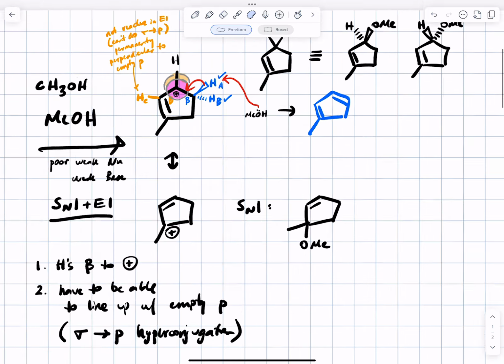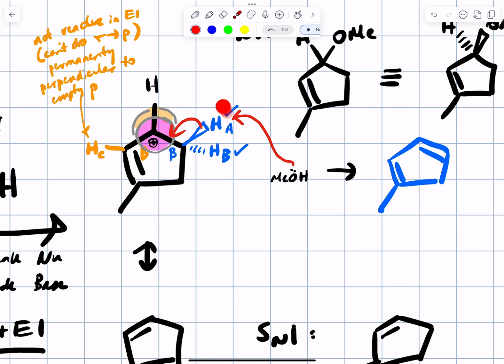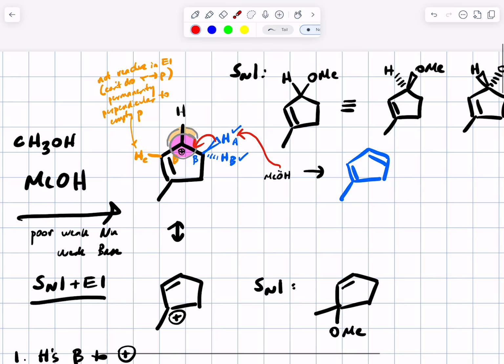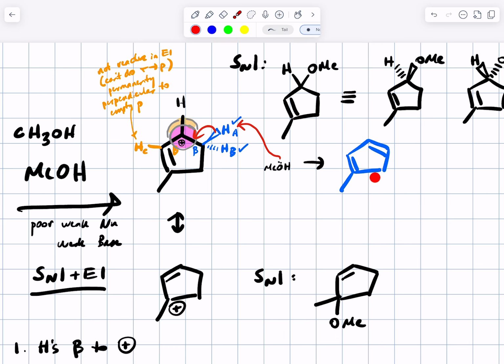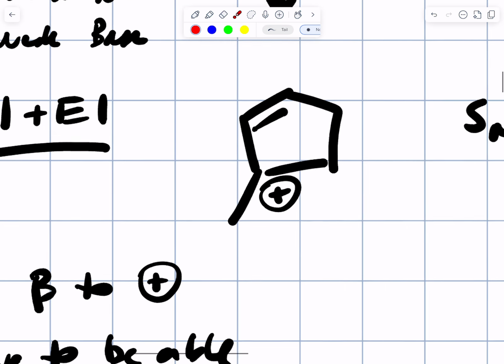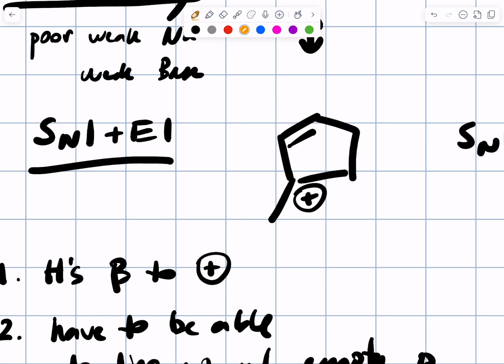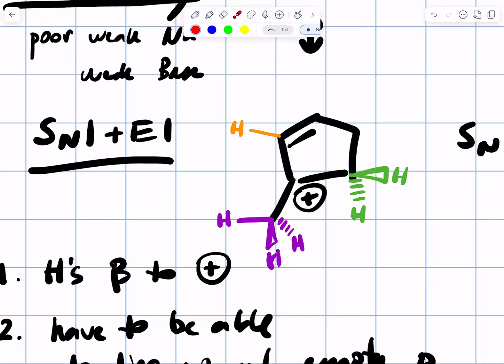Okay, so there's only HA and HB in blue that can participate in the E1 reaction. So this is the only elimination product we expect from this carbocation. If we look at this one, we've got a similar situation. Here's a vinyl proton. And then on this carbon, we have 2 protons in green that can line up with the empty p orbital. And then on this carbon, we have 3 protons on the methyl group that can line up with the empty p orbital.